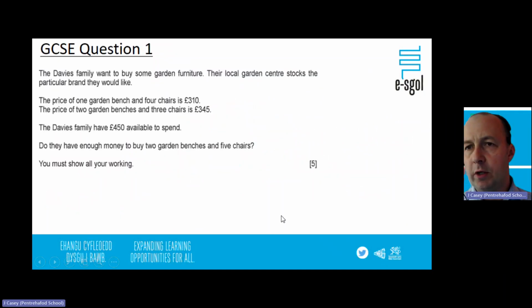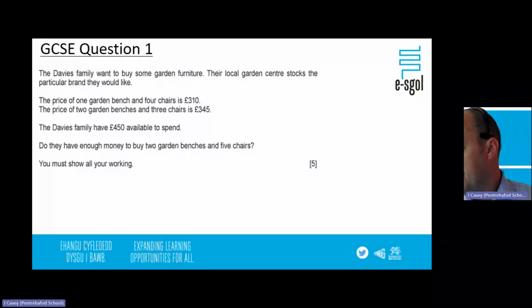Okay, so some GCSE questions. Now, some of these questions are pretty wordy. There's a lot going on with these questions. So what I'll do is give you a bit of time to look through the question, try and pause the video, try and work out what you need to do, and then I'll come back in and work through the question with you. So it's probably worth pausing now, having a look at the question, and then coming back in.